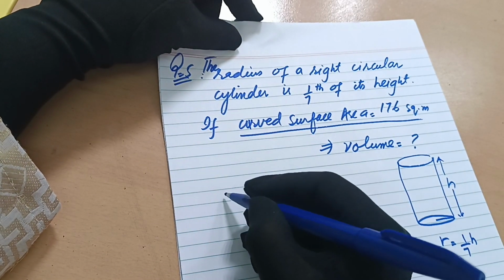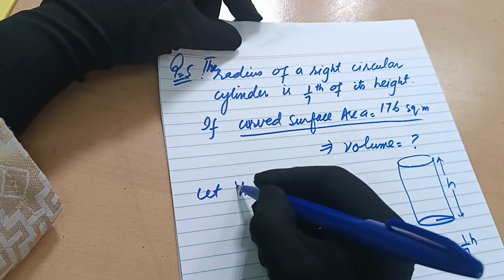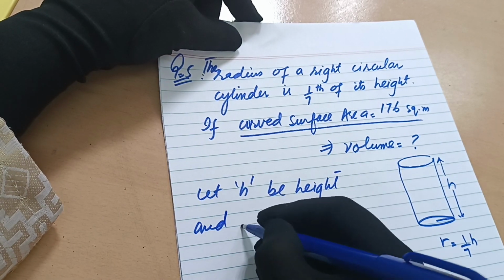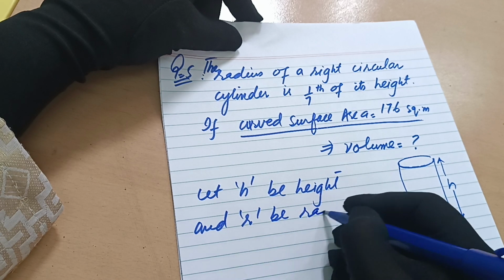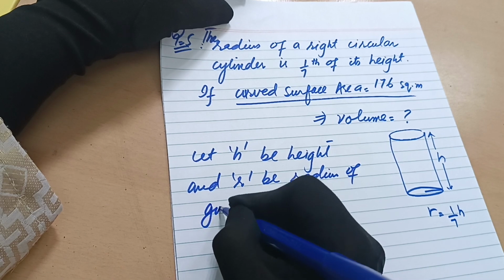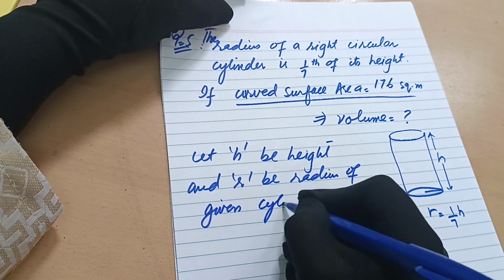Write down this also, that let h be height and r be radius of the given cylinder.